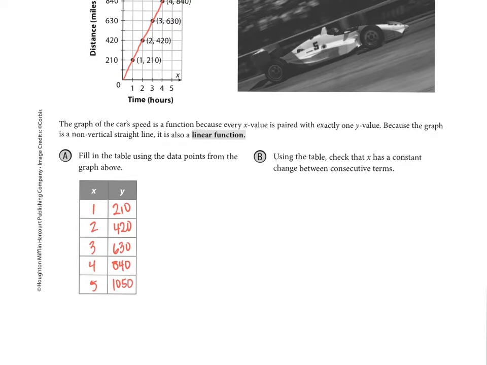Part B, using the table, we're going to check that x has a constant change between the consecutive terms. The x values consist of the numbers 1, 2, 3, 4, and 5. Does this have a constant change? Yeah, what is the change? It is a 1, or plus 1, I should say. We're adding 1 every single time you go down the table.